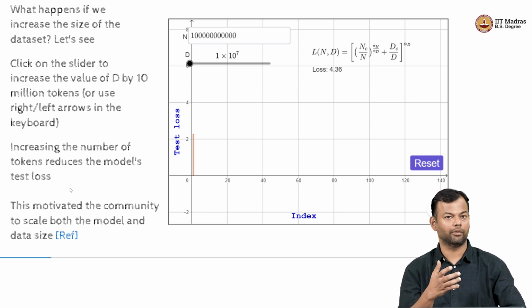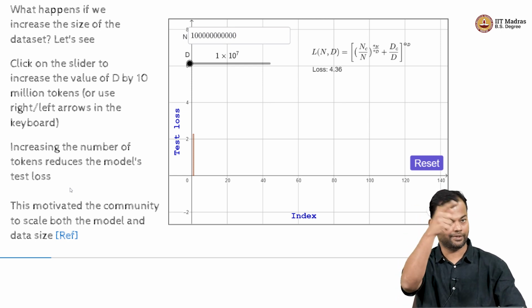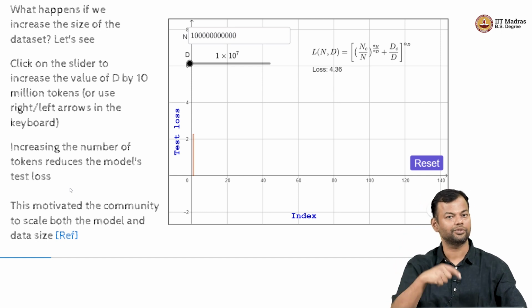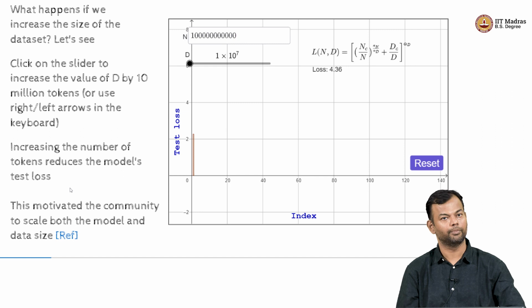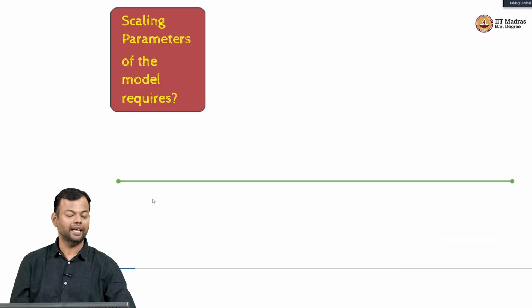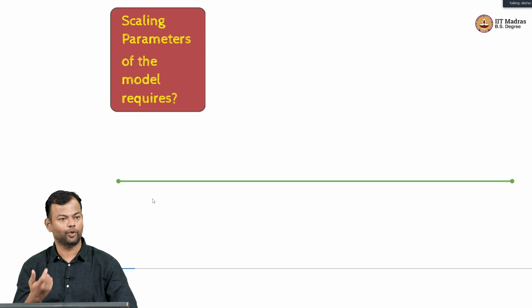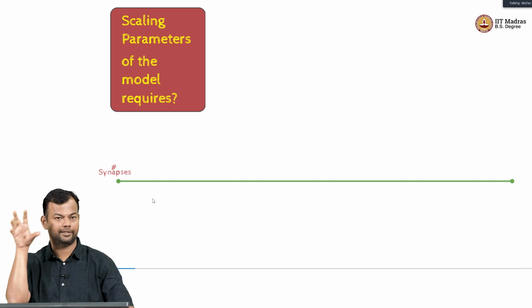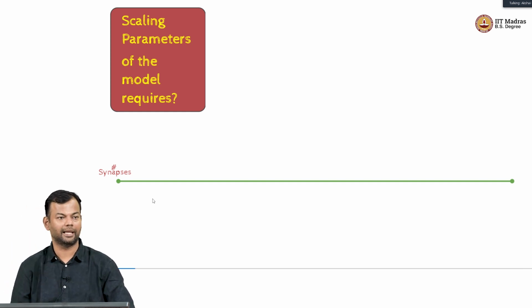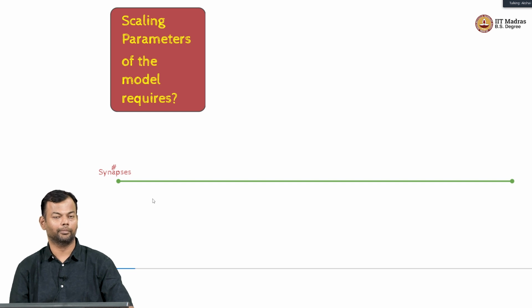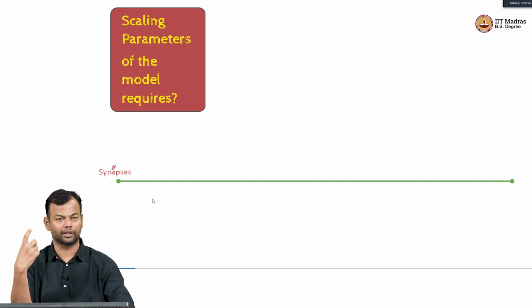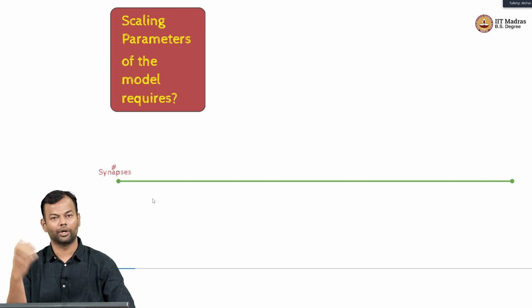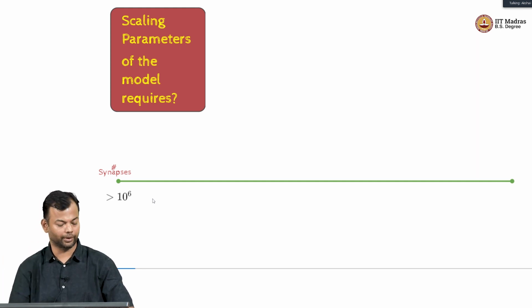So this motivated the community to both increase the model size, because as I was increasing the model size, I was seeing a smaller test loss, and also increase the data size, right? So both sort of started happening. If you scale the parameters of the model, what does that mean? You have to increase the number of weights in the model, and the biological analogy for that is the number of synapses. In the previous deep learning course, we had briefly touched upon this. The human brain has neurons connected by synapses, and the equivalent here is that the weights are the things connecting the two neurons in our neural network, right?